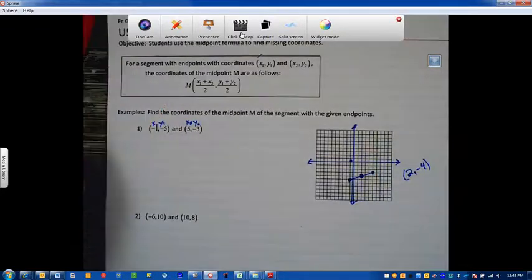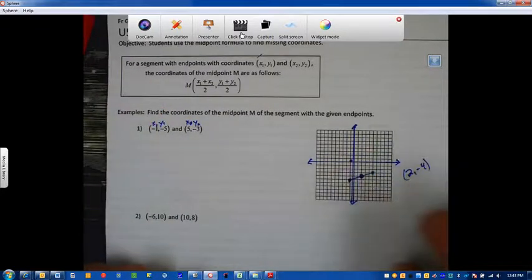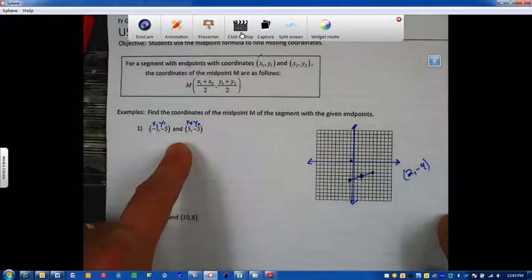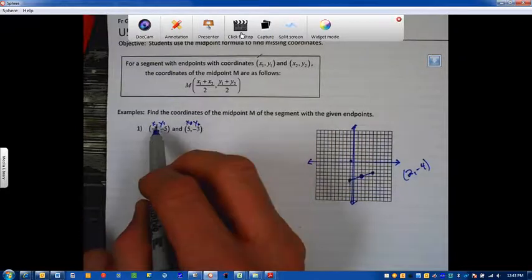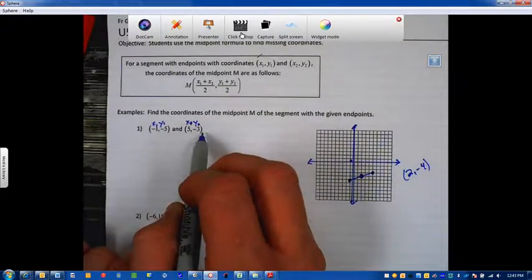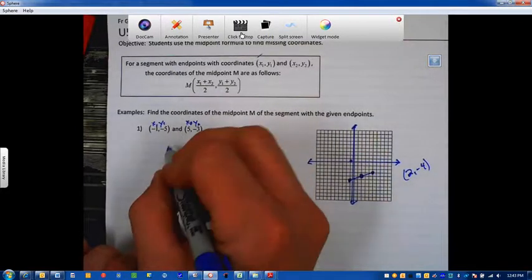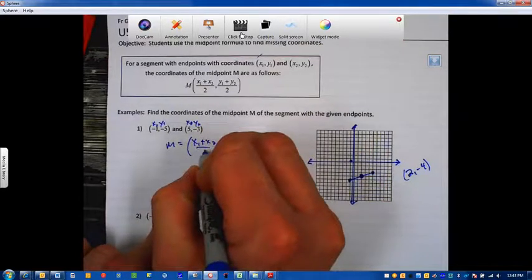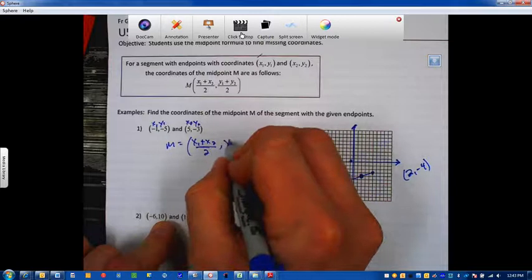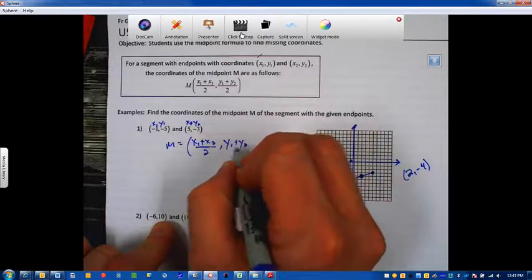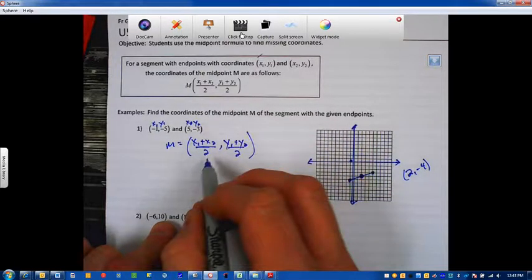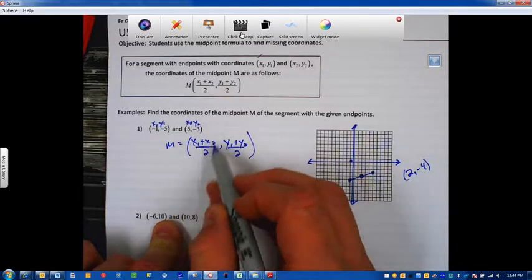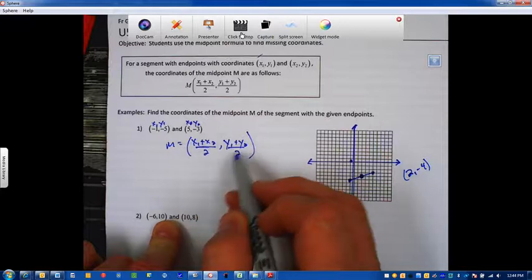Okay? But, of course, you don't always have a graph, and you don't always want to graph it, so an algebraic approach might be more appropriate. In this case, if we call this one x1, y1, and this one x2, y2, then the midpoint formula is simply going to be x1 plus x2 over 2, comma, y1 plus y2 over 2. Okay, it's important to realize that there's actually two formulas in here. This is an ordered pair. This is the x-coordinate of the midpoint. This is the y-coordinate of the midpoint.